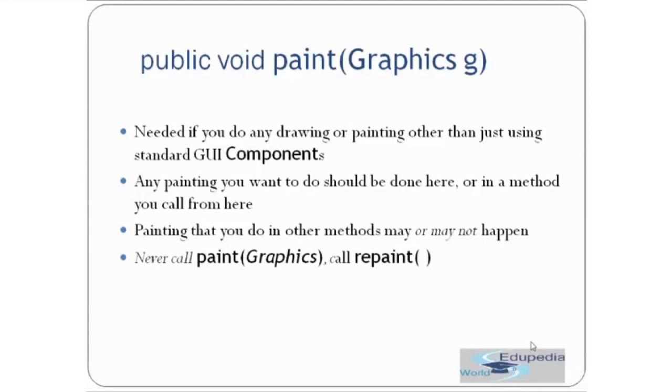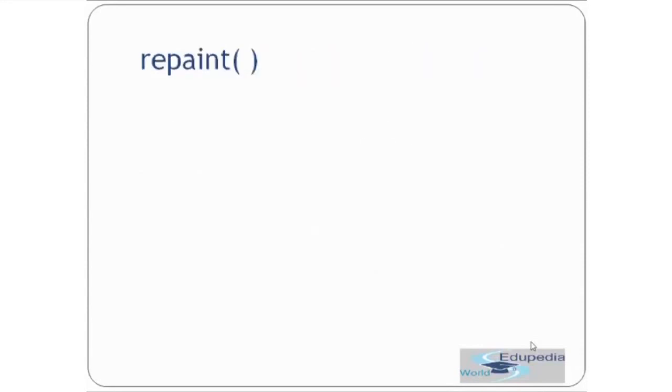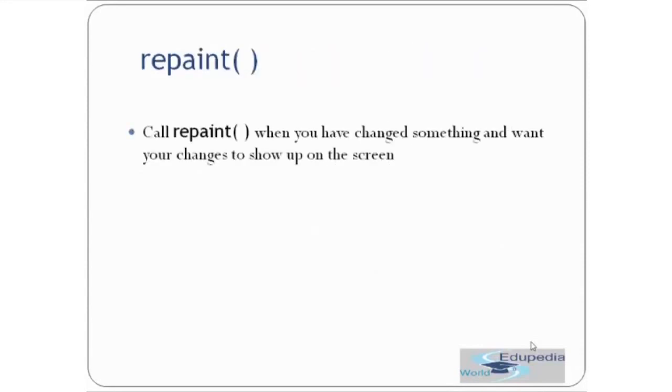Never call paint(Graphics), rather call repaint. Now let's see what repaint is. Call repaint when you have changed something and want your changes to show up on your screen. Let's say initially your paint works, but after some time you want to paint again and make changes in the applet that you are viewing, then you should call repaint. Now repaint is a request. It might not happen, depending upon your JVM. It's just a request.